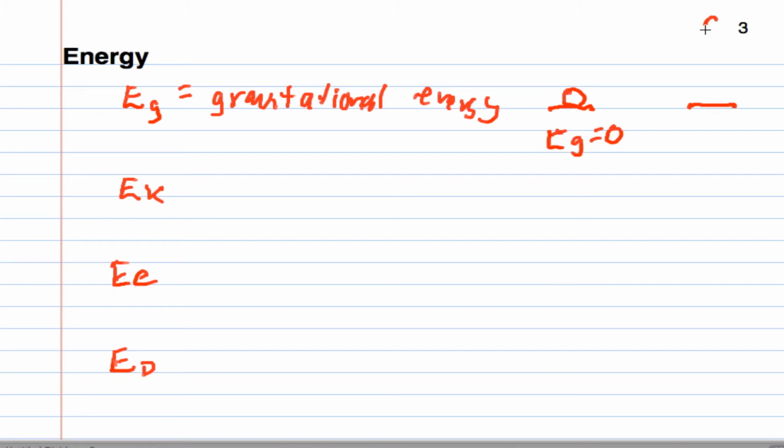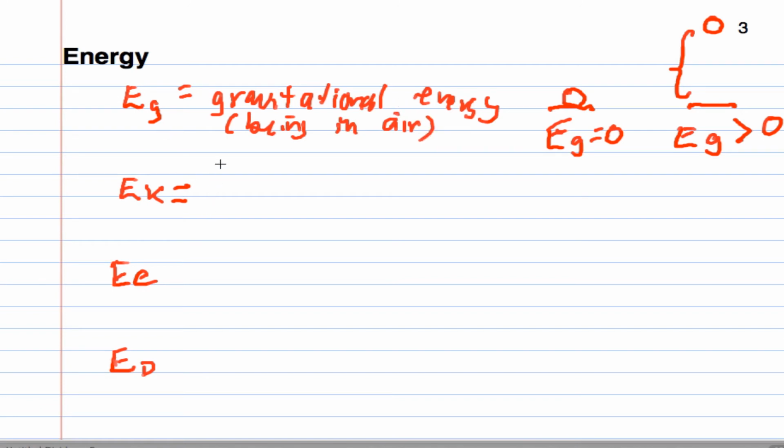E_G is called gravitational energy. When an object is on the ground, it has no gravitational energy. When you put an object in the air and it has height, it has gravitational energy bigger than zero. That's the only thing you need to know about gravitational energy. When you're on the ground, there's no gravitational energy. When you're in the air, you do have it. So it comes from being in the air.